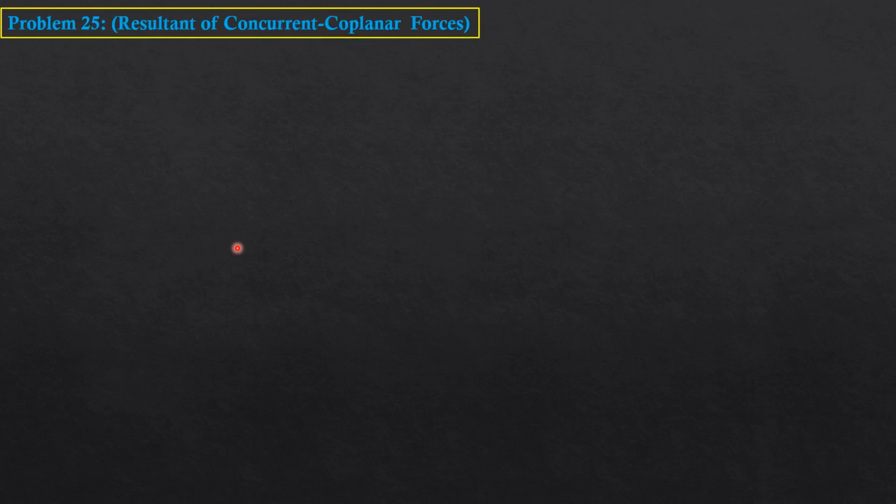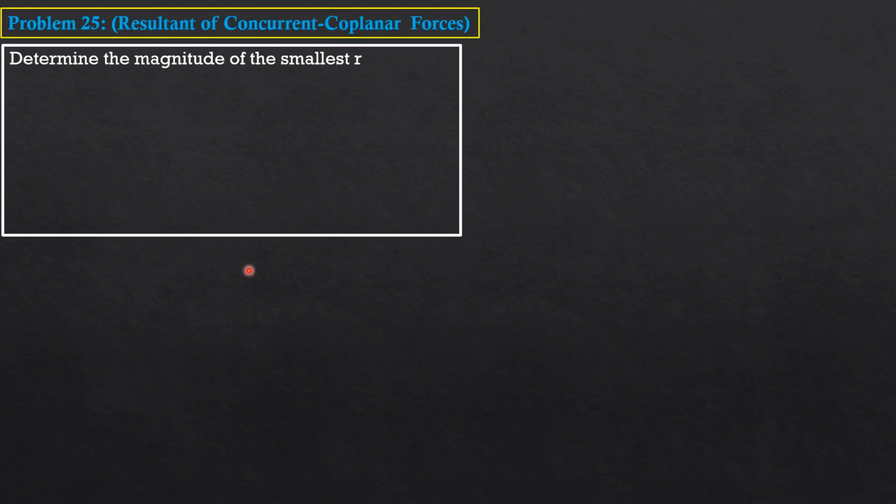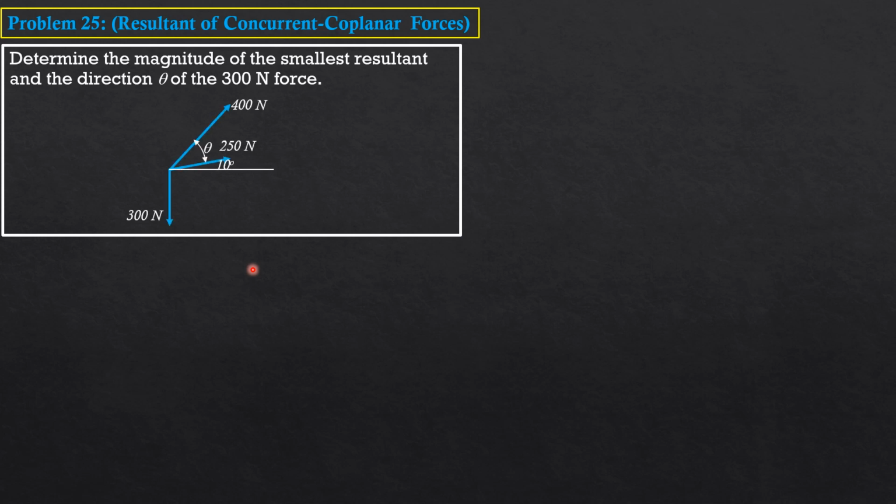So here is example 25. Determine the magnitude of the smallest resultant force and the direction theta of the 300 Newton force. So for the solution, the analysis here is there are three forces.